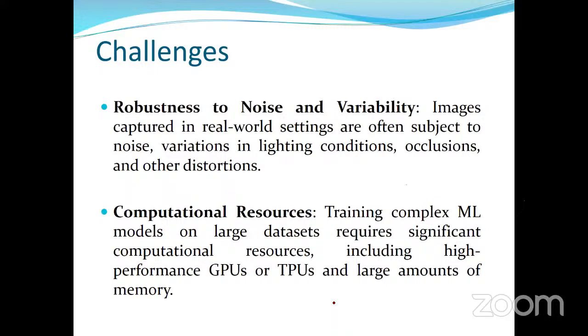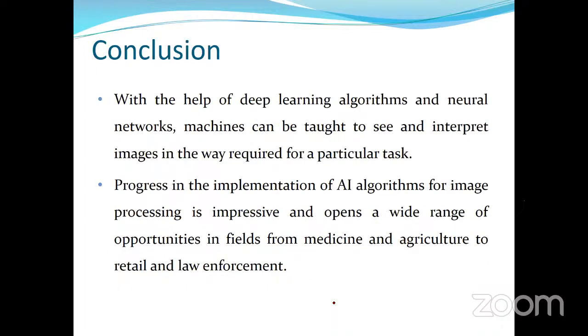Then robustness to noise. We have occlusions. As I told you, ultrasound images have speckle noise. Like that, every image has some noise. So depending on the noise, we have to apply filters. So again, this is a problem. Then we have computational resources. We have high dimensional data. We have videos. We have real-time data. So we have to store it and we have to operate on it. So again, the resources are also a challenge. We have deep learning algorithms, neural networks, machines. We have many things to progress with AI algorithms.